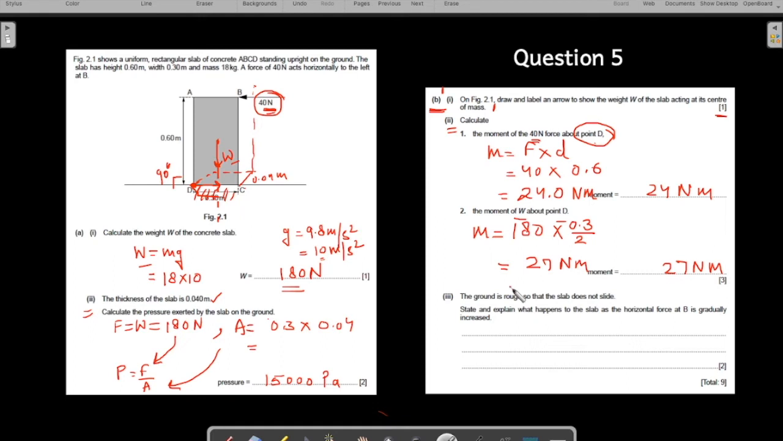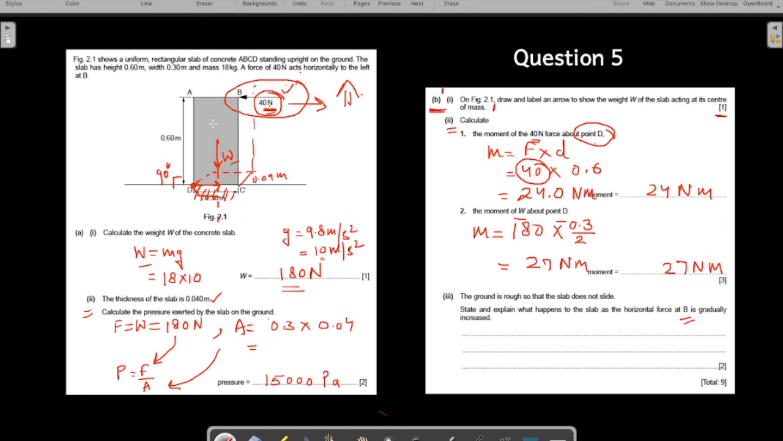Sorry, if the force at B is gradually increased. My mistake, I read it wrong. They are saying that this force is gradually increasing. They are increasing it from 40 to 50 to 60 to 70 newtons. So when this force is getting increased, I am talking about this part of the question. If the force is increasing 50, 60, 70, 80, 90, what happens?